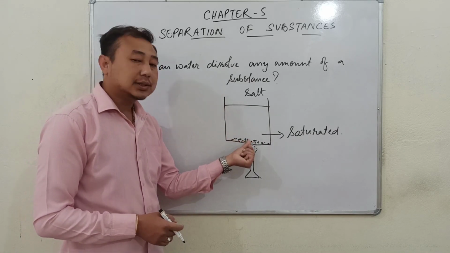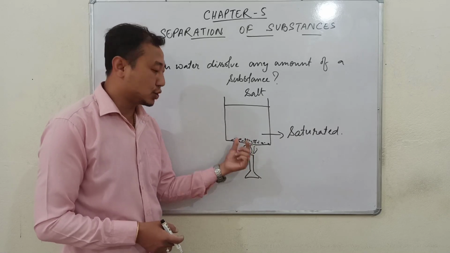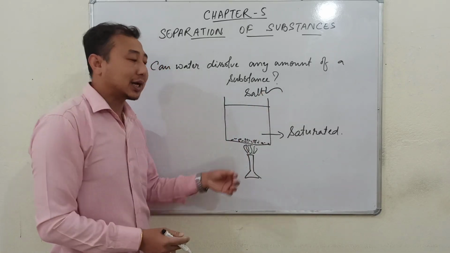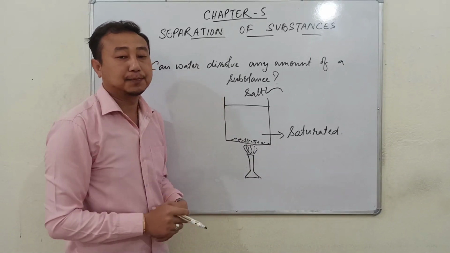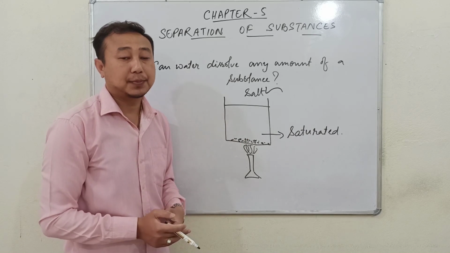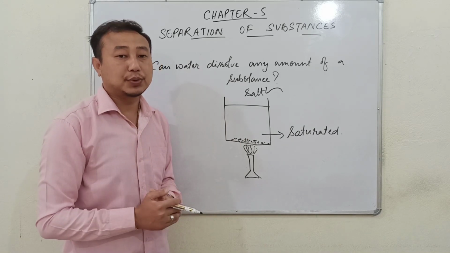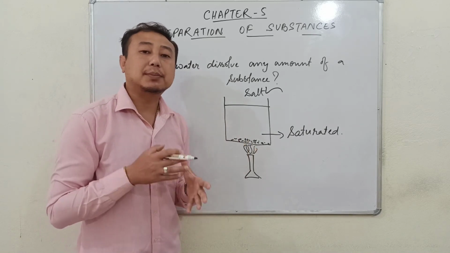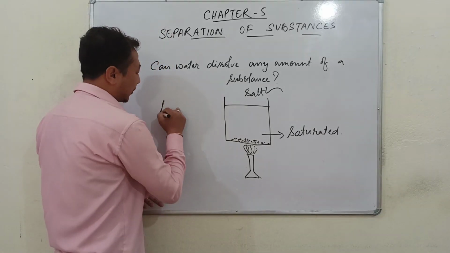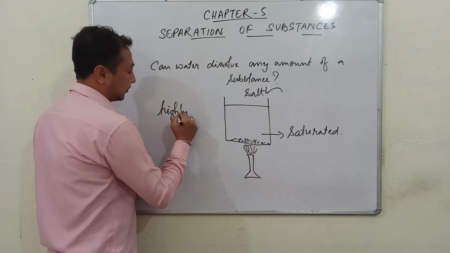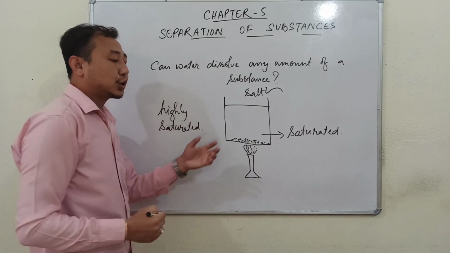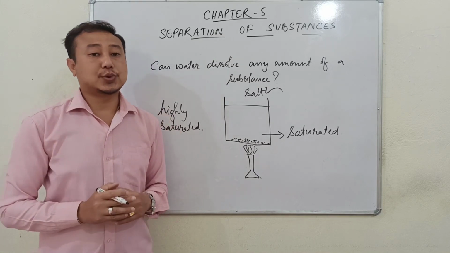But after the salt or the solute gets dissolved after the application of heat energy, if we add an extra amount of salt again and try to stir it, then it will get dissolved easily for some duration of time. Then again, another stage will be reached in which no more solute can be dissolved. Such a stage we call a highly saturated stage, and the solution will be known as the highly saturated solution.